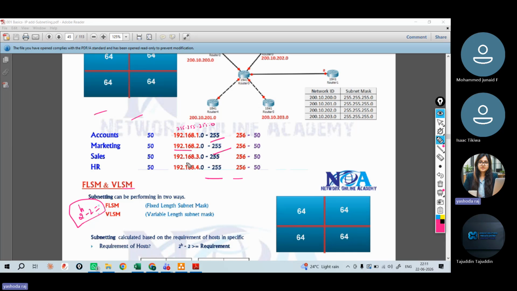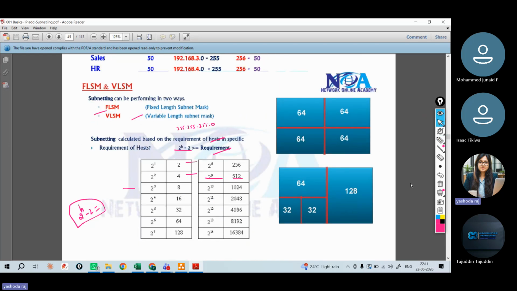Also same. Here also same. Yes. In the same way, if I divide the network into equal parts, that is a fixed length subnet mask.